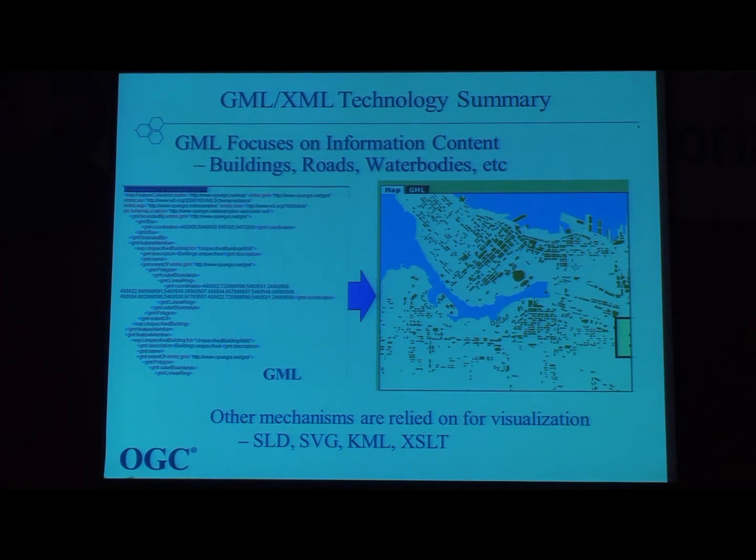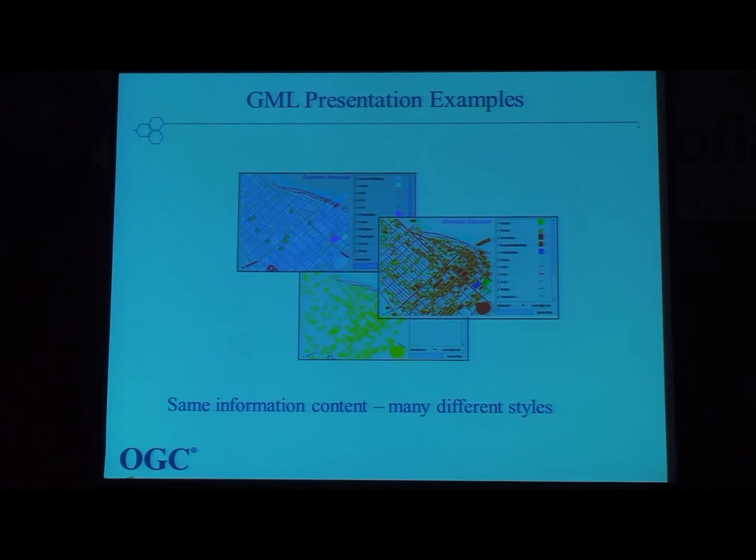Okay, so SLD, SVG, KML, for example, can be used to read that information content. And from the same information content, you can have many different styles. So you don't focus on the presentation of the styles, because there's infinitely many ways you can style the information content. So GML just focuses on the information content. So that same data can be represented in all these different ways, with blue roads, or red roads, yellow buildings, whatever the scenario is most appropriate for.